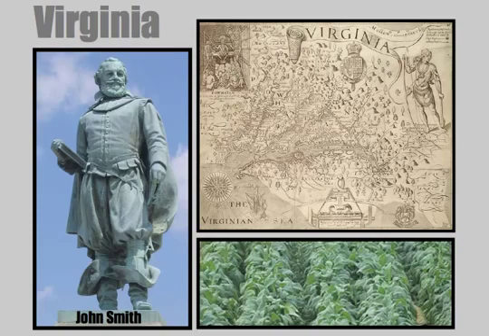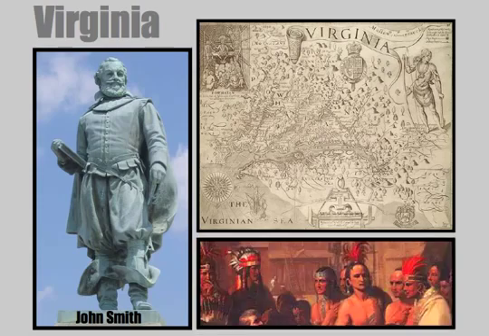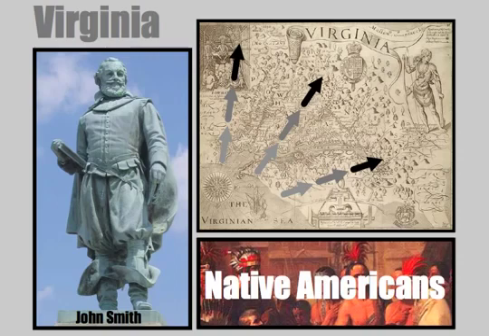But it wasn't until they started farming tobacco that the economic success of Jamestown was assured. And once they started farming tobacco, we see many more colonists arriving in Virginia and pushing further and further into the interior of the colony. The problem with that is that it brought them into conflict with Native Americans who were living there.